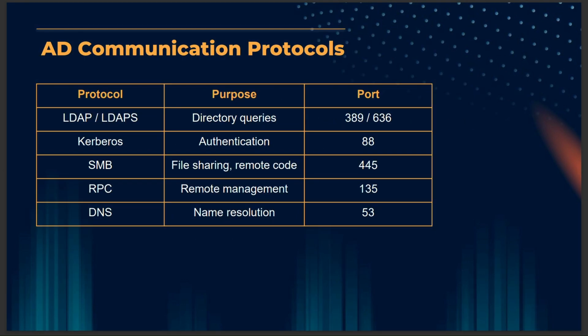AD communication protocols. AD uses a range of ports and protocols. For example, we have LDAP that handles directory queries. Kerberos runs on port 8080. SMB is used for file sharing, and it's often a target, as we saw in the last session. RPC, DNS, all of these are critical to understand because each can be a potential entry point, or an attack surface.